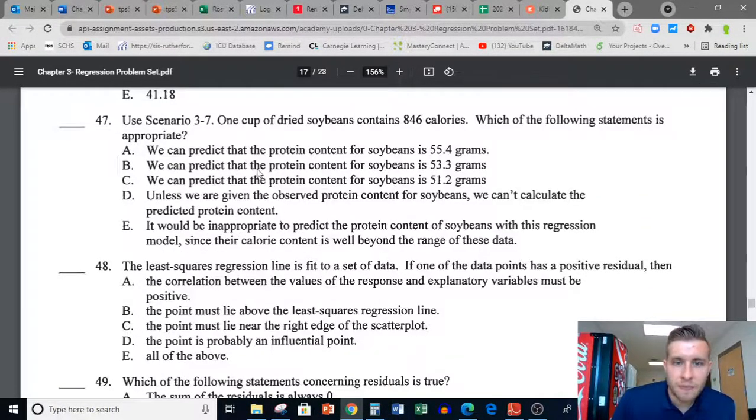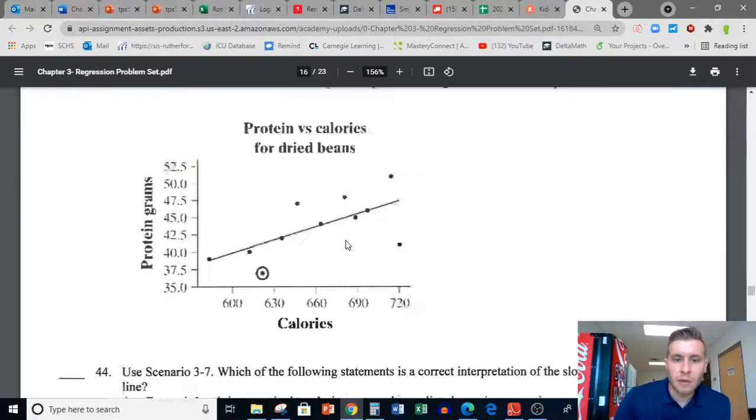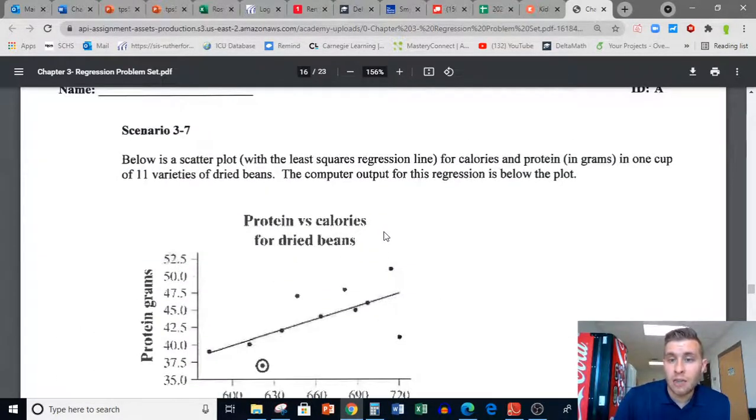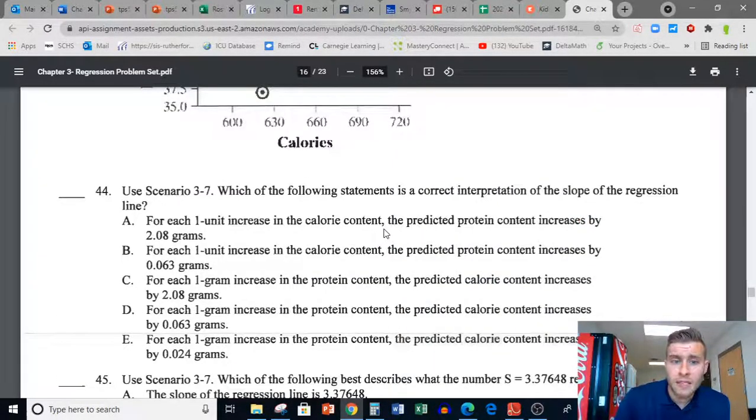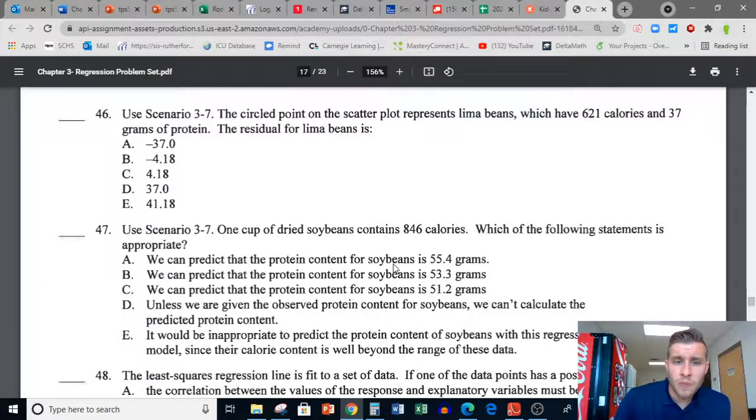Okay, next. This is the one with extrapolation. That means we're predicting outside of the range of values, and that's what I want to talk about. Normally, if you had a line, you could just plug it in for X. But let's see what they want here. 1 cup of dried soybeans contains 846 calories. Which of the statements would be appropriate? So I guess we're trying to predict the protein content for these soybeans.